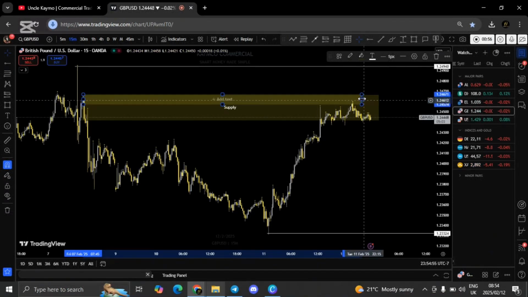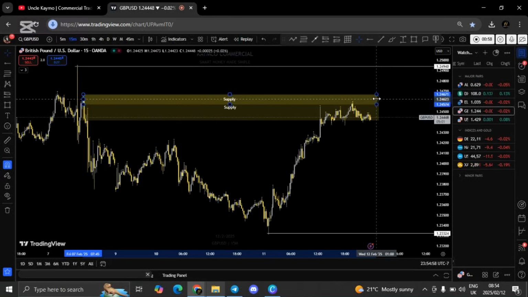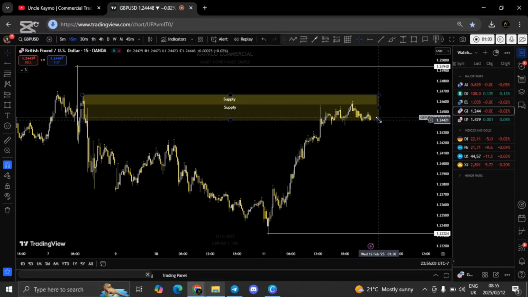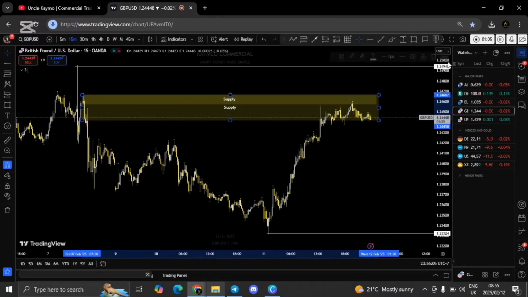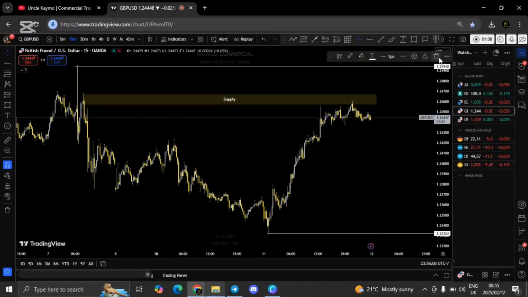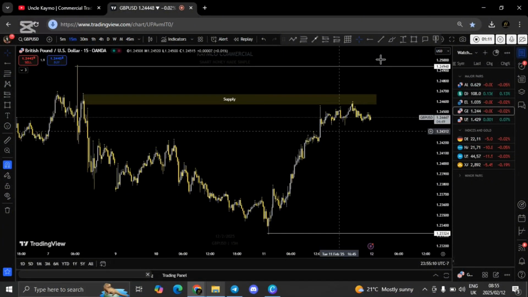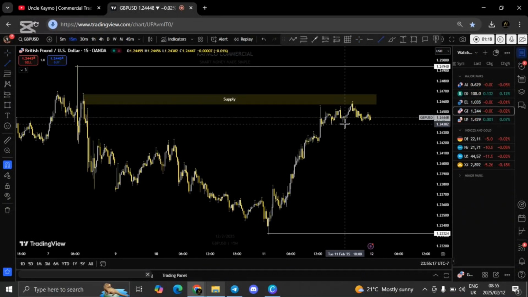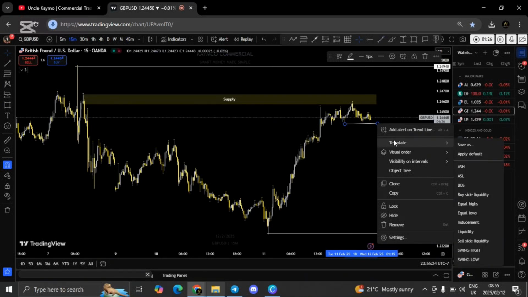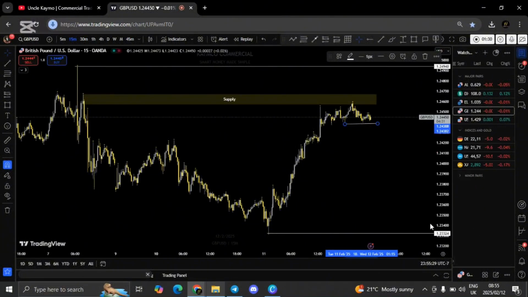And then now what I'm going to say is, basically this is a 50-minute supply zone. This was more of an extreme zone whereby you risk less to gain more. And now that we are here, we need to take this low to confirm that you're going to the downside. I just had to remove that 5 minute supply zone because I want to keep my chart clean.